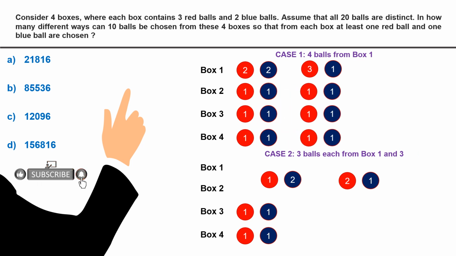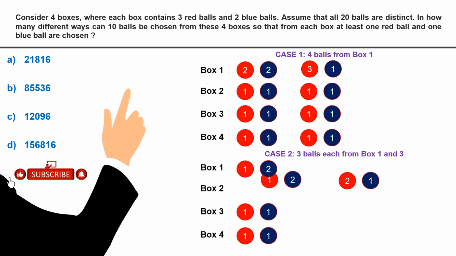But a little bit of complication arises in case 2, where 3 balls come from each of boxes 1 and 3. You see that here two options are there, 1-2 and 2-1. But this set will be rearranged between box 1 and box 2 in 4 ways. What are those 4 ways? From box 1, if I select first 1, 2, right?